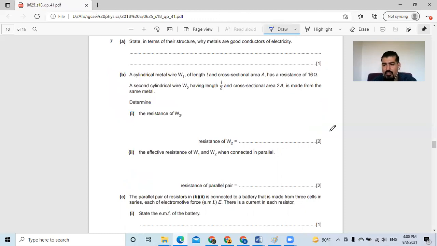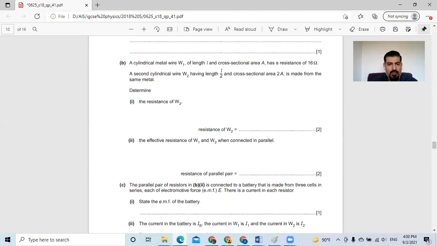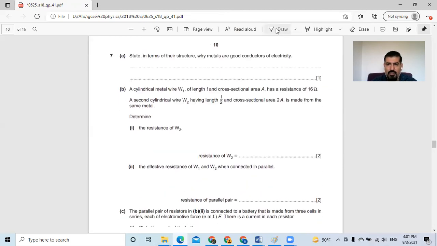Now this question is from May-June 2018, variant 41. If we go to see the paper, I think question number 8 or 9. Let's go on. Yes, it's question 7. What they said: state in terms of their structure why metals are good conductors of electricity. Because they have many free electrons and their molecules are close to each other. Many free electrons they have.